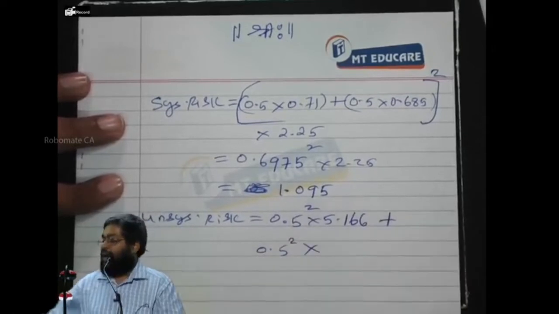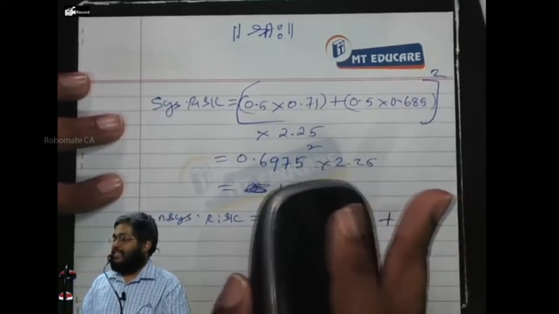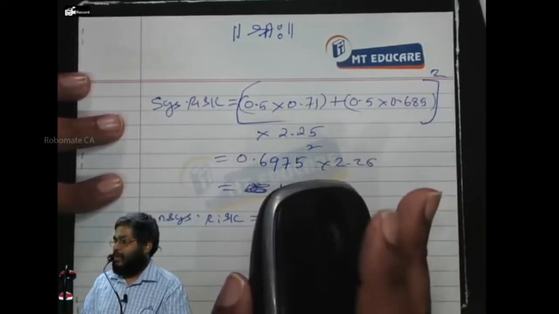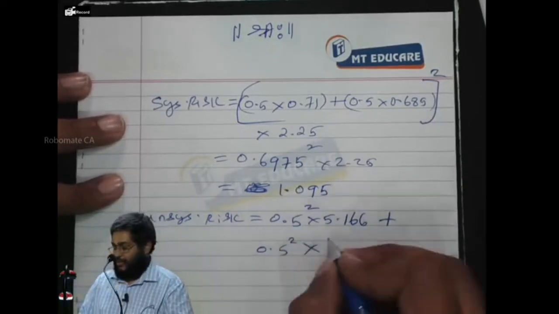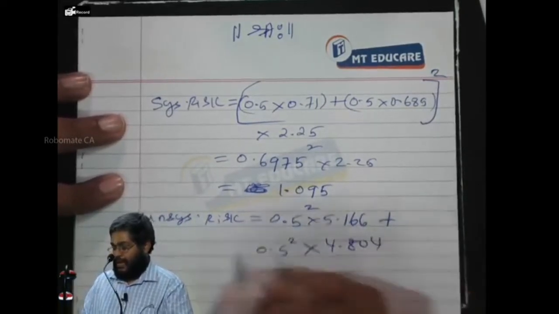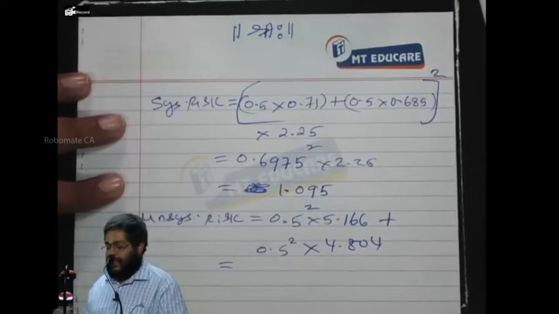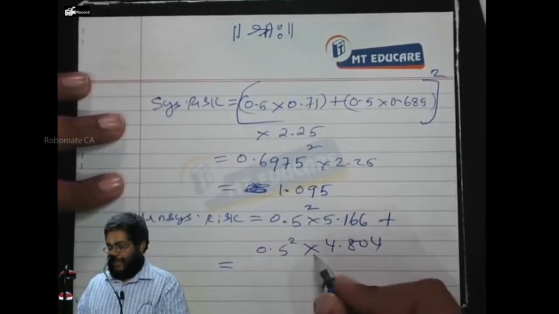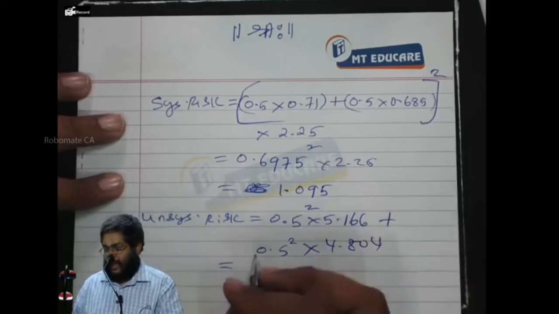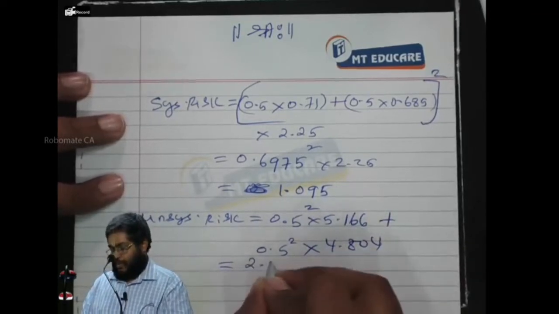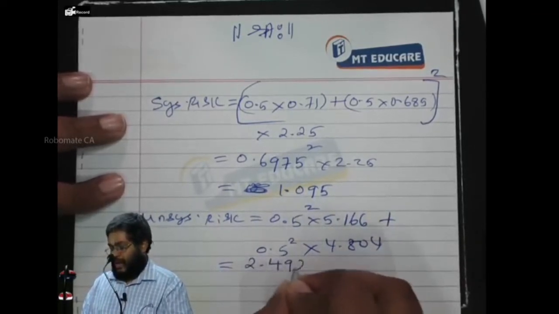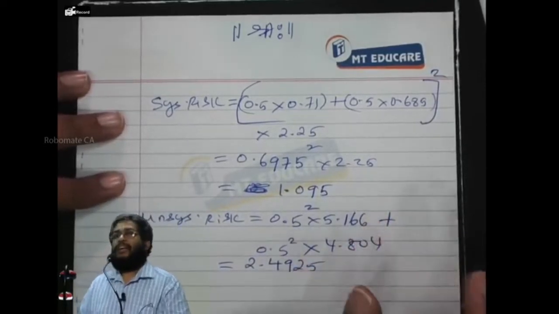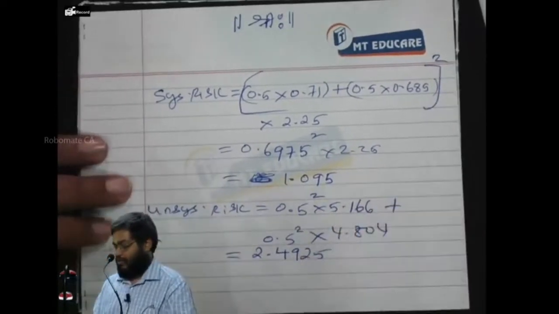0.5 squared. I want everybody to tell me what is the unsystematic risk of security Y. 4.804. You simplify everything and tell me 0.5 squared into 5.166 plus 0.5 squared into 4.804. What is the number here? 2.4925. Can I proceed?